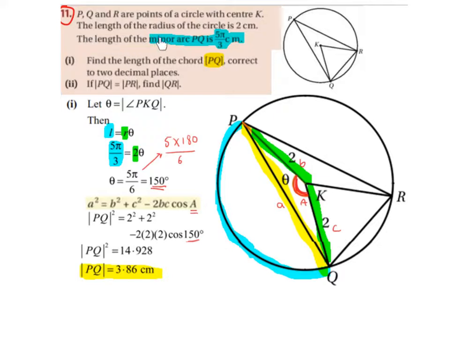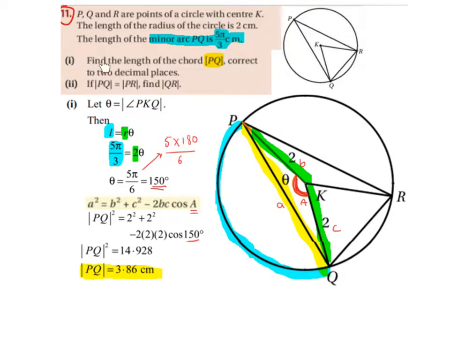The length of the minor arc PQ is 5 pi over 3 centimeters. So the length of the minor arc PQ is 5 pi over 3 centimeters.